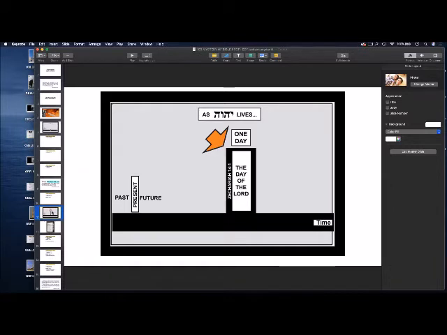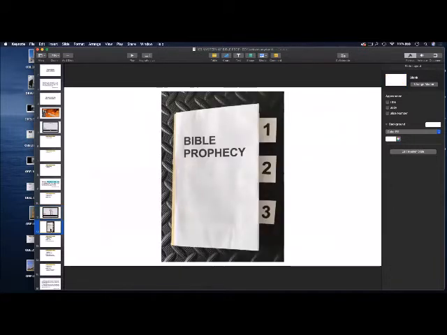Now, back to our Bible prophecy prop. All the information that takes place on the day of the Lord can be inserted into the second chapter.